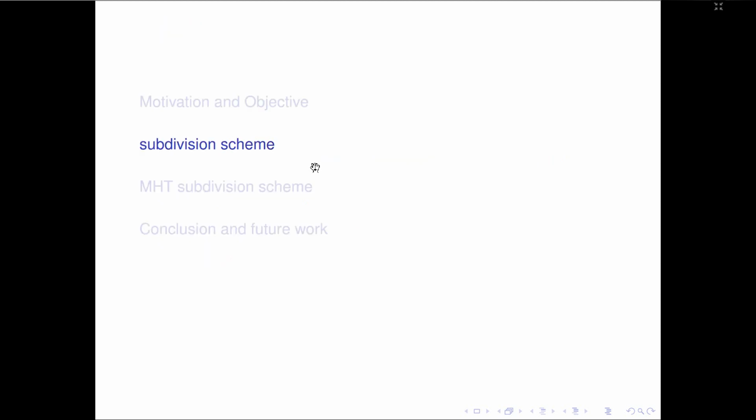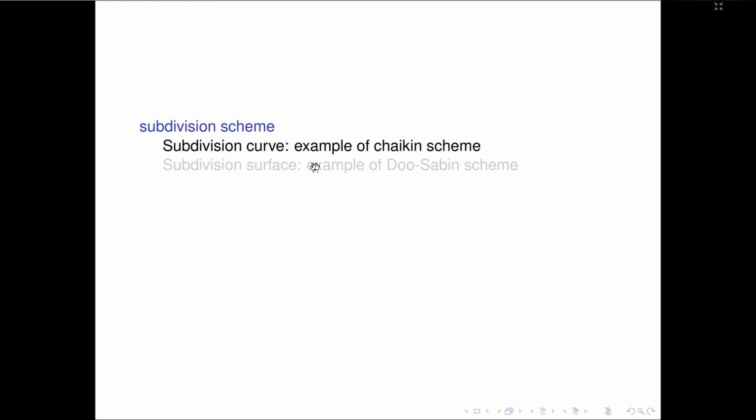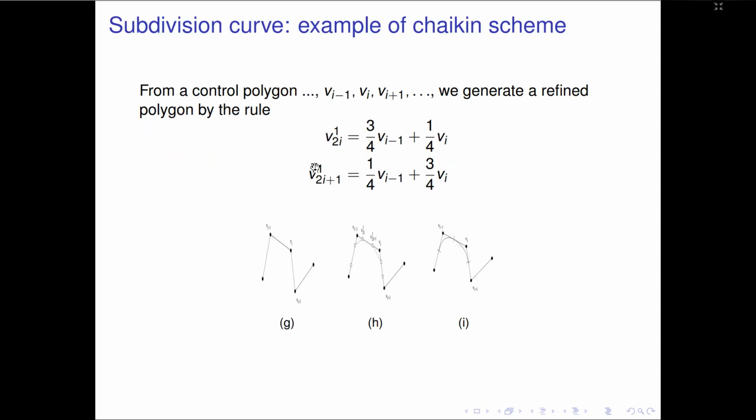Now let's move into the known examples of subdivision schemes in the literature, starting with the subdivision curve, which is the example of the Chaikin scheme. The Chaikin scheme is a stationary subdivision scheme which calculates the even point by applying this formula to the old vertex, and the odd point is obtained by applying this formula to the old point.